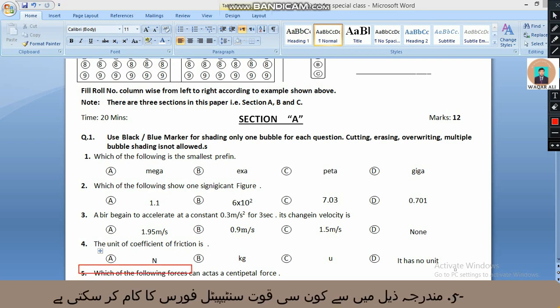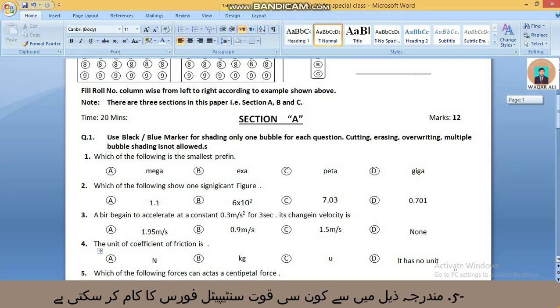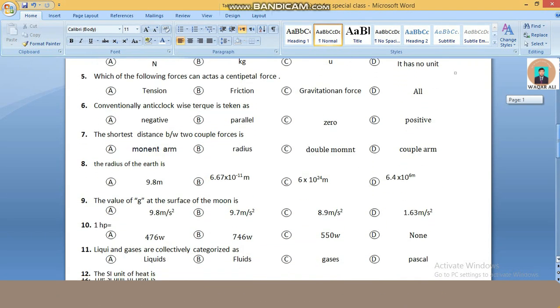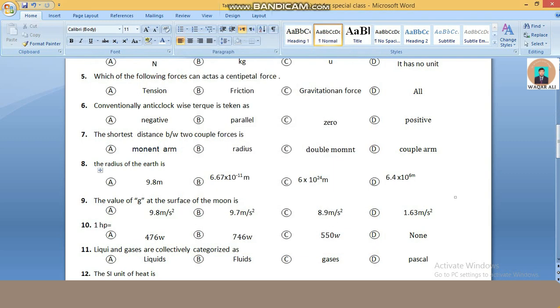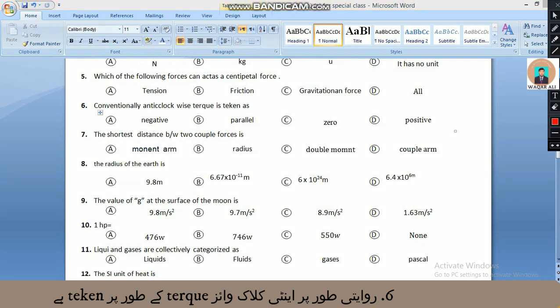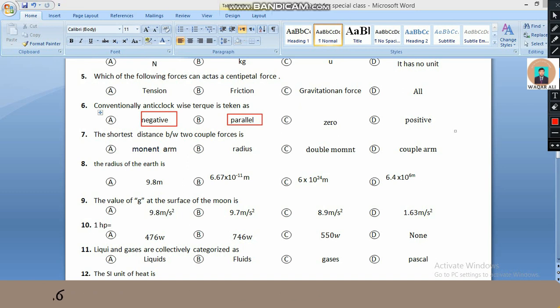5. Which of the following forces can act as a centripetal force? A. Tension, B. Friction, C. Gravitational force, D. All. 6. Conventionally anticlockwise turn is taken as A. Negative, B. Parallel, C. 0, D. Positive.